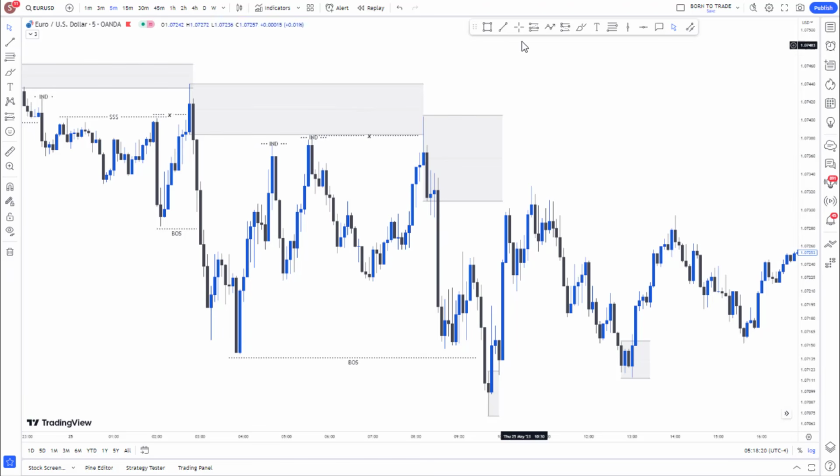Now, where is my inducement area? This is an inducement area because at first, what do we see? We see price trying to break structure.